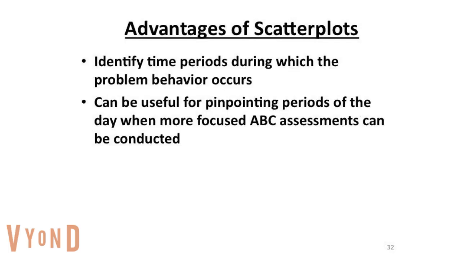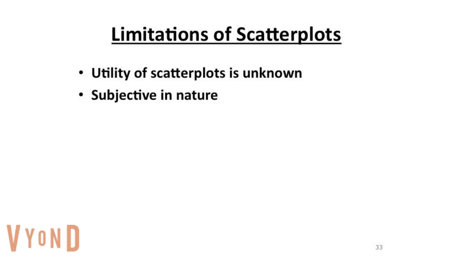Scatterplots help to identify when a behavior occurs the most. This can then help identify when ABC data may need to be conducted. One limitation is that scatterplots may be subjective in nature.